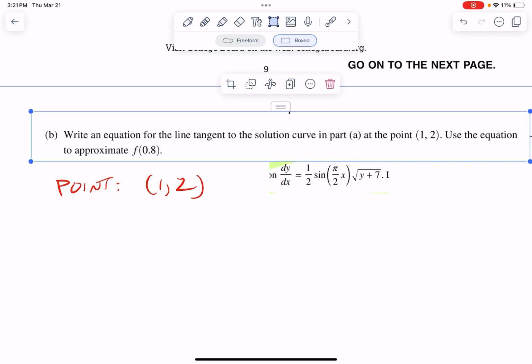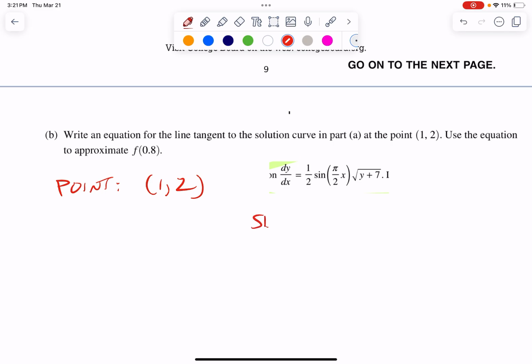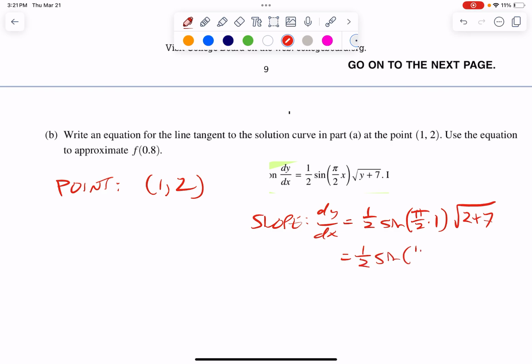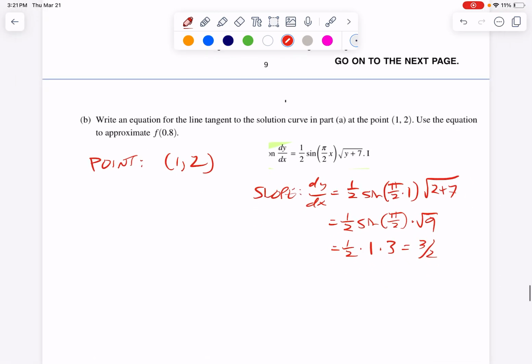So my slope would be the value of dy dx. So my slope would be dy over dx, that measures slope of a tangent line, 1/2 sine of pi over 2 times 1 times the square root of 2 plus 7. So that's 1/2 times sine of pi over 2 times the square root of 9. Sine of pi over 2 is 1, square root of 9 is 3, and we get 3/2. They intentionally gave you numbers that are pretty easy to plug in.